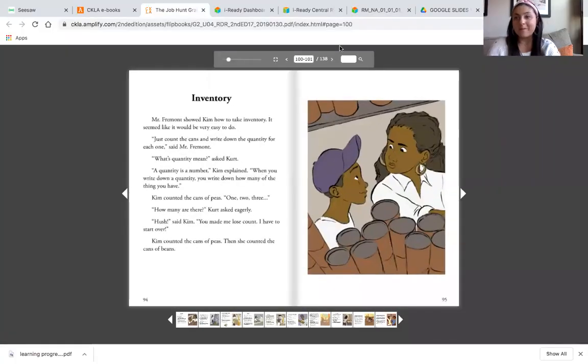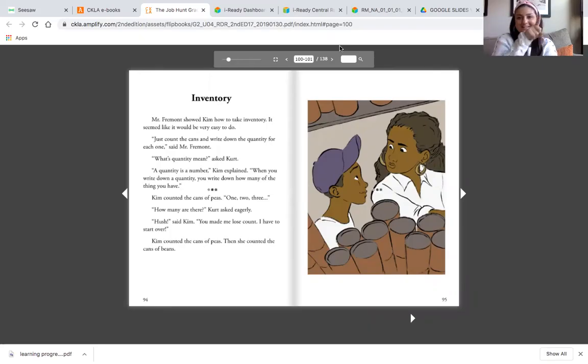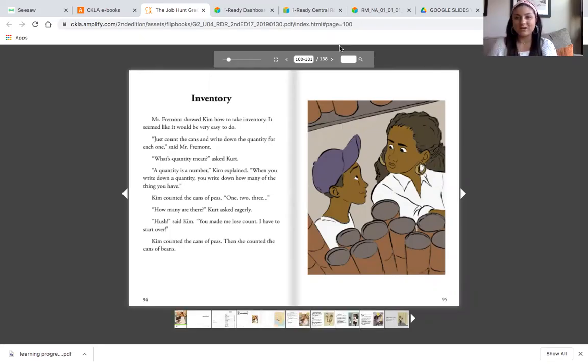As I'm reading, remember you're going to take your finger and follow along. So please take your finger, place it on the word inventory. That's the title of our story today. Inventory. Mr. Fremont showed Kim how to take inventory. It seemed like it would be very easy to do. Just count the cans and write down the quantity for each one, said Mr. Fremont. What's quantity mean? Asked Kurt. A quantity is a number, Kim explained. When you write down a quantity, you write down how many of the thing you have.